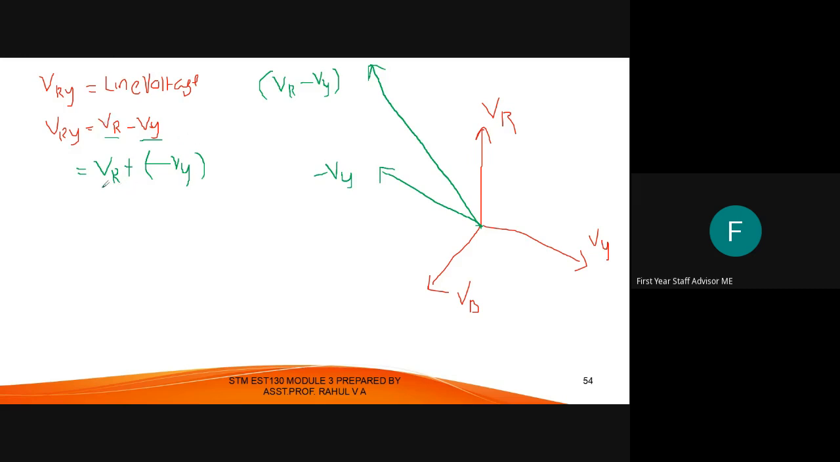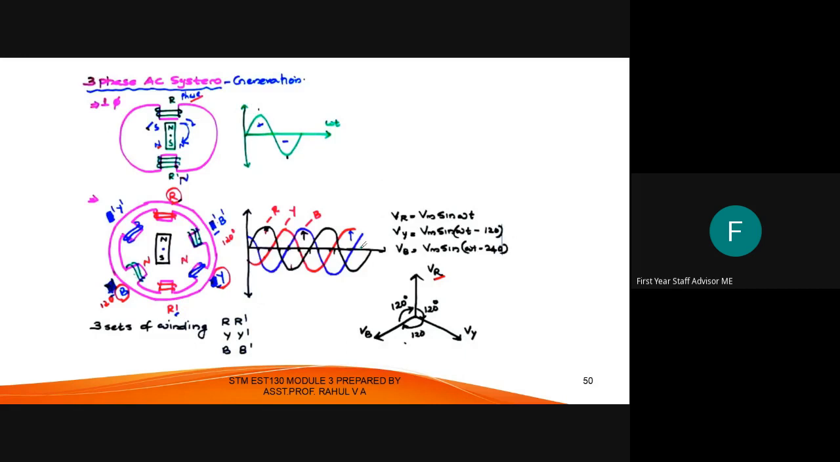Then what I have done, I know that Vr plus minus Vy is the equation. Then I have taken this phasor diagram. So what I have done is, I have extended this Vy into negative direction, so that it becomes minus Vy. Then I have taken the resultant of both. Resultant of both means, one is Vr, second one is minus Vy. So Vr plus minus Vy, so it automatically becomes Vr minus Vy. So we got line voltage from that.